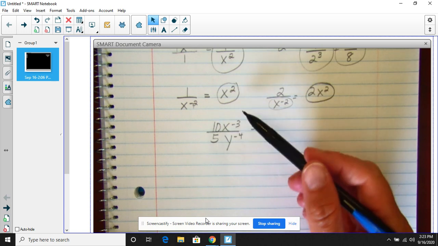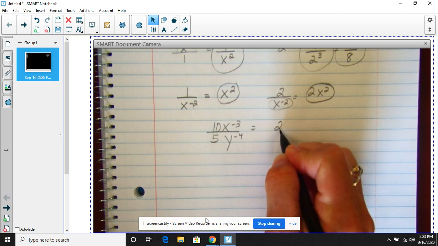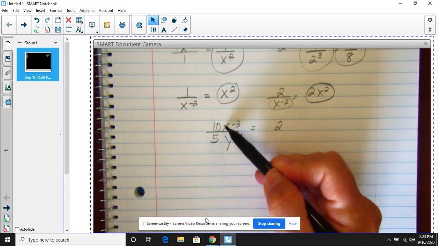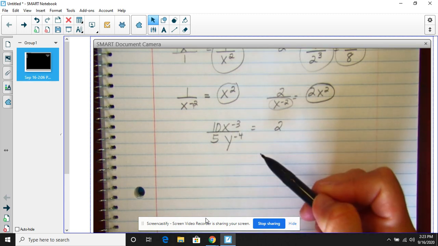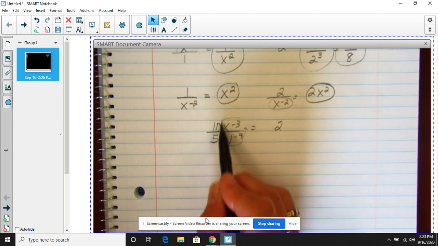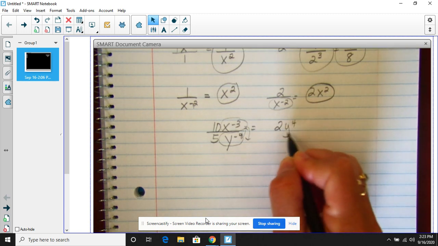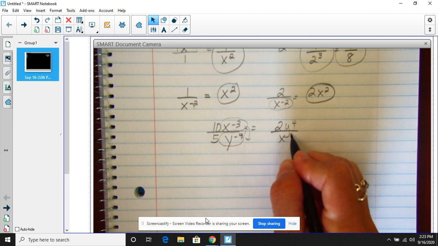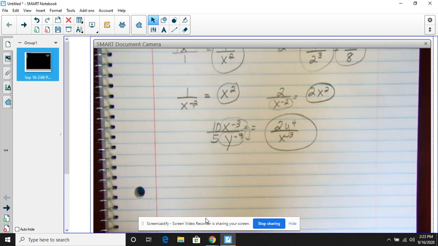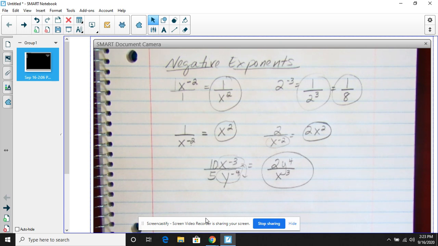This is division, so you would divide your coefficients. 10 divided by 5 is 2. Now, we can't subtract these exponents because these bases to these powers are not the same, but we can make our exponents positive. Y to the negative 4th needs to go up, x to the negative 3 needs to go down. So y to the 4th would come up here with the 2, and x to the 3 would come down here by itself, because we simplified. Okay, so that's a quick review of everything so far.